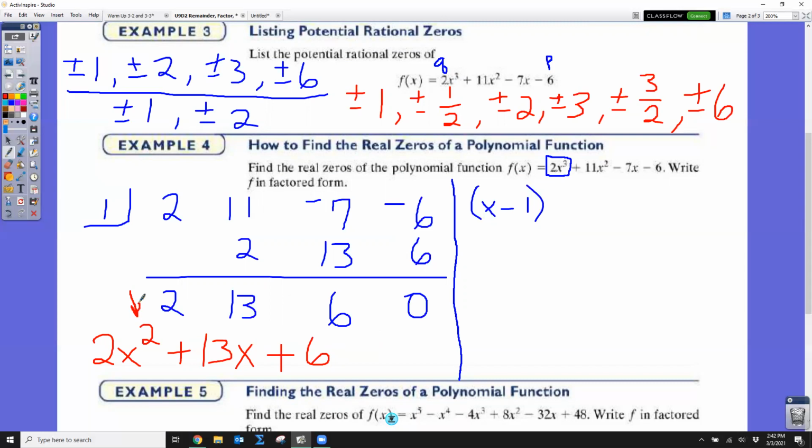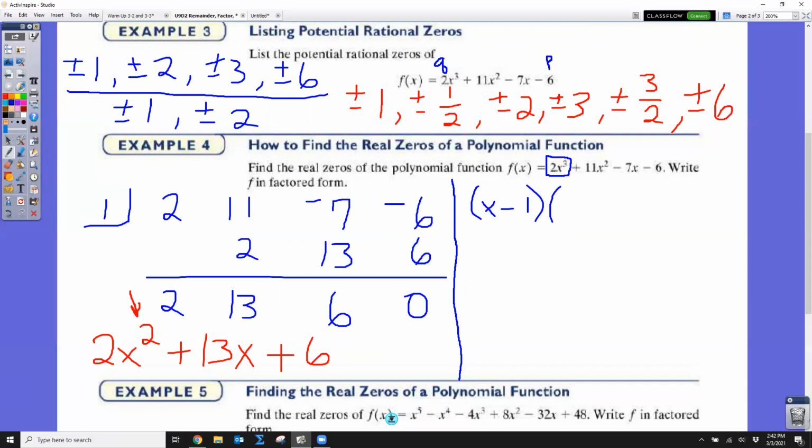Anytime you get to a quadratic, you need to stop and see if you can factor it, because that's something you've done a whole bunch of. There's no more reason to do the rational root theorem. So in this case where we have a quadratic, we just see if we can factor that like we always have, which we can.